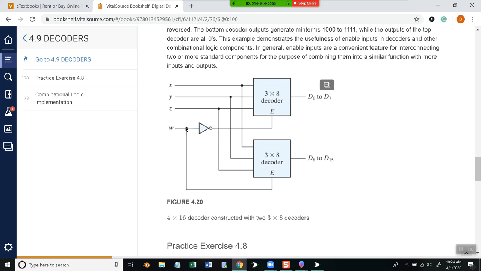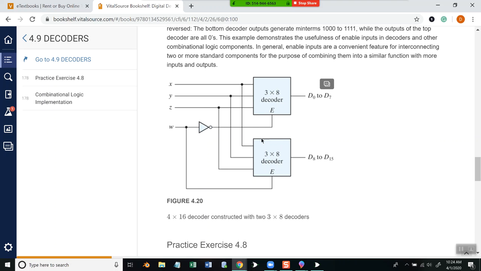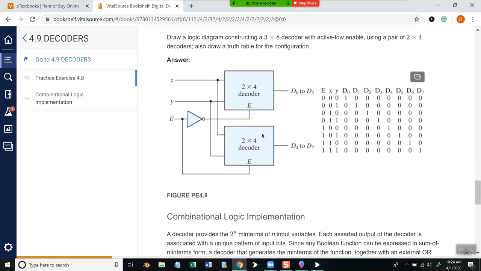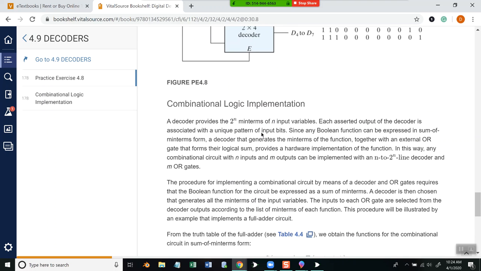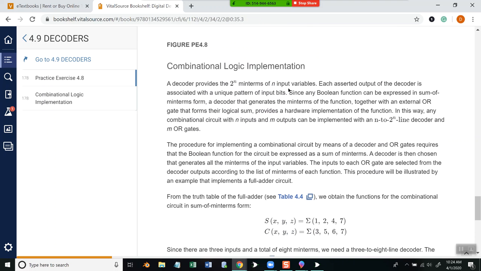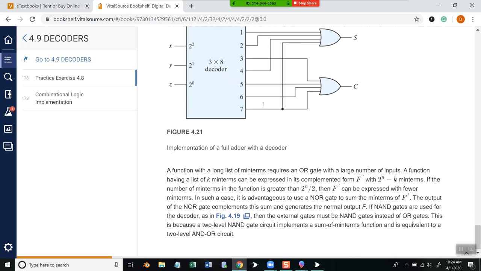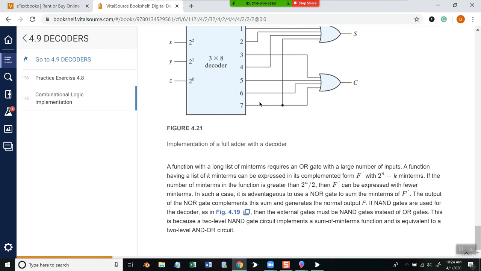So this W here is our enable. So our 3x8 decoders here have our 3 inputs coming in, and then our enable, like that. Okay.